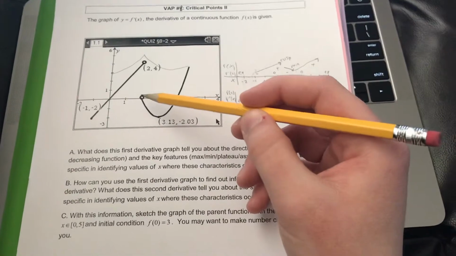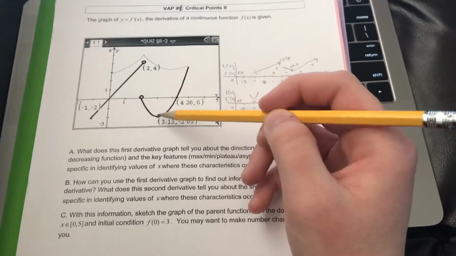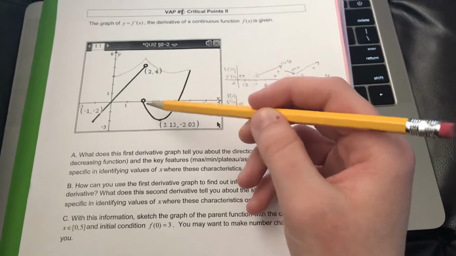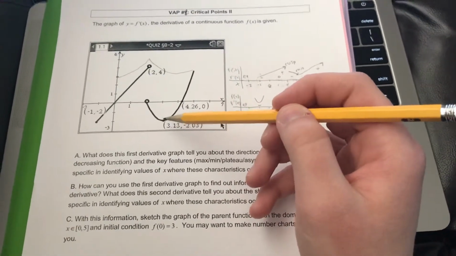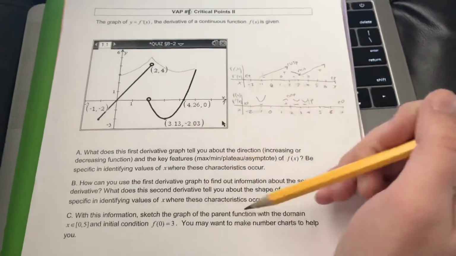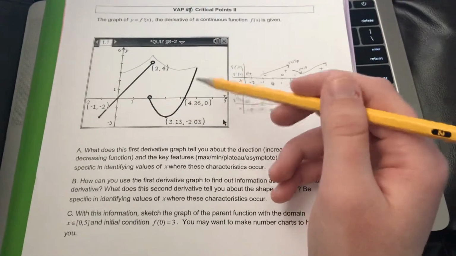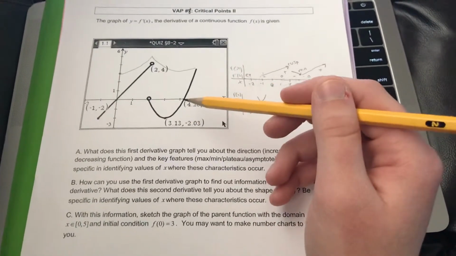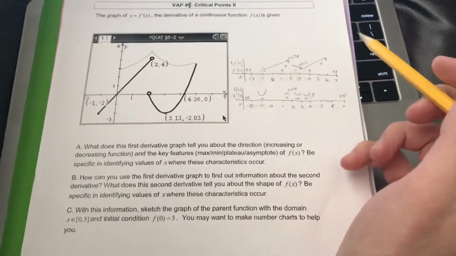And then from 2 to 3.13, it is decreasing under the x-axis, which means that this function would be concave down, and there's a minimum at 3.13. From 3.13 to 4.6 is increasing, but still under the x-axis, so it is concave up because it is increasing. And then from 4.6 to 5, it is still increasing, and it's above the x-axis, which means it is positive.